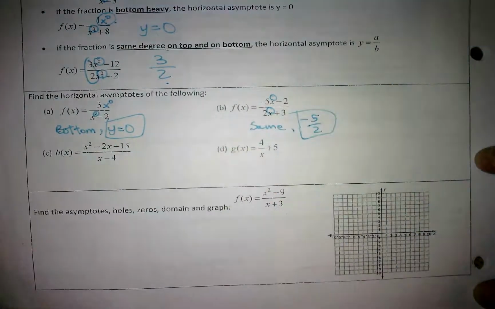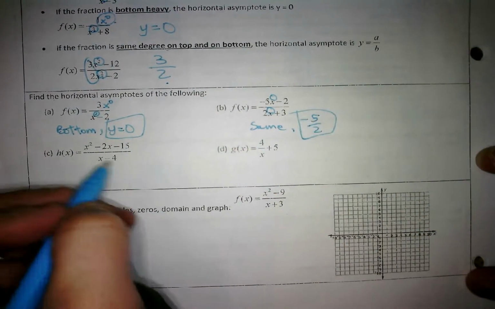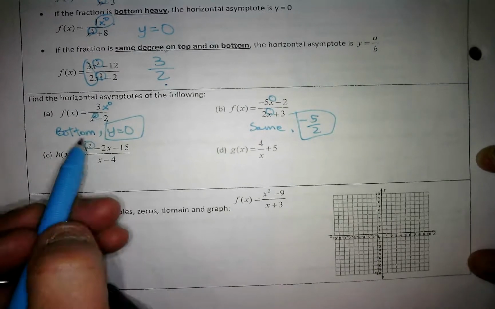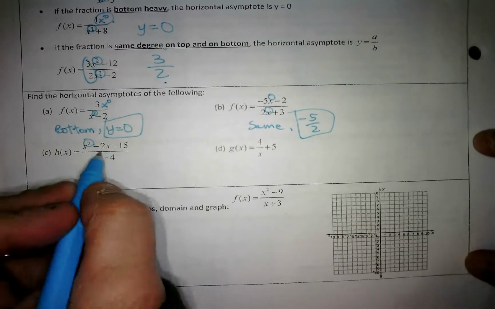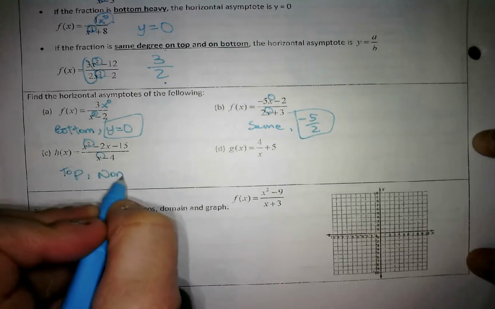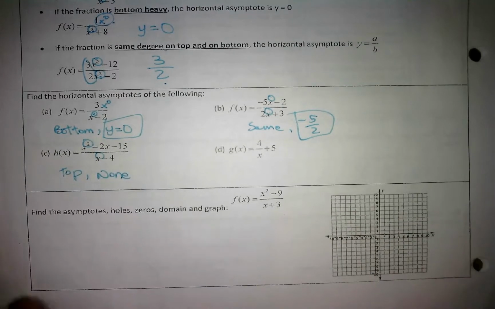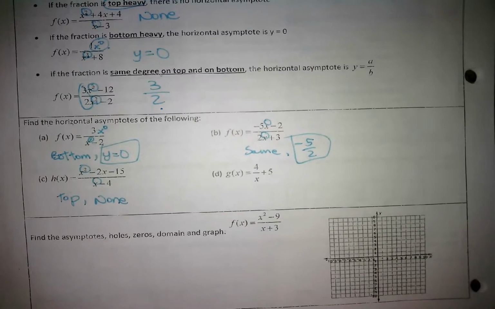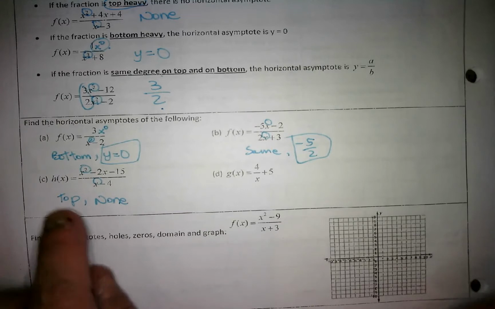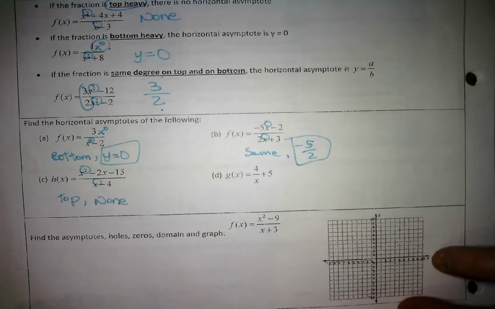Okay, we're not going to factor this right now. The first thing we're going to do is look at this. So we're going to say x squared over x. It's top heavy. So that means that there is no horizontal asymptote. And we'll get to something called slant asymptotes once we get into pre-calculus. And if it's top heavy, it doesn't have a horizontal asymptote because it has a slant asymptote, like the equation of a line.